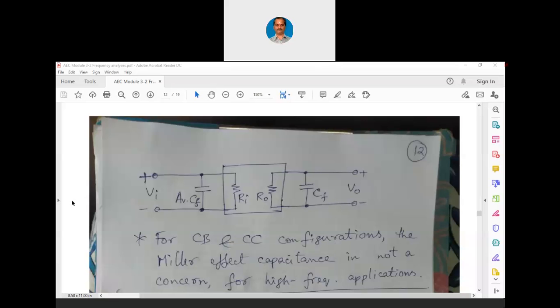So just like in common emitter configuration of BJT, even in the common source configuration of JFET, we will have the same type of Miller effect capacitance. The only difference is we will not ignore that 1 minus 1 by AV. Now my question for the students who are listening to me is, what happens in case of common gate and common drain configurations?